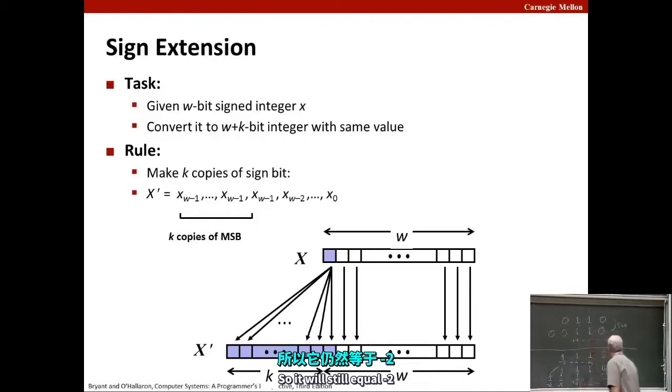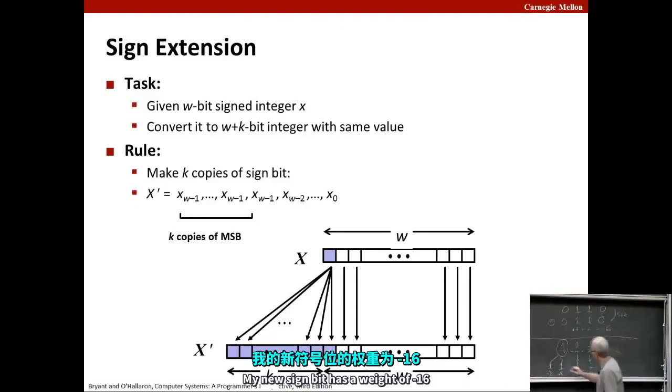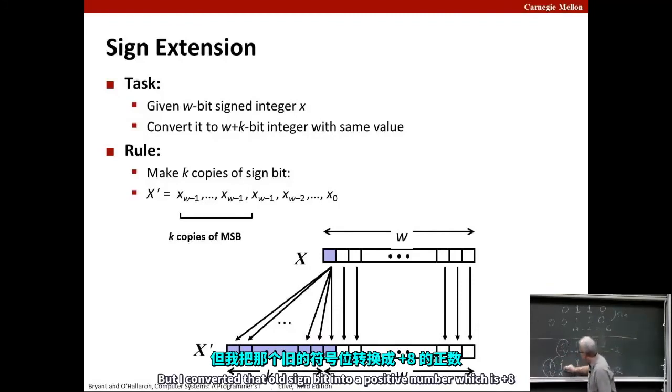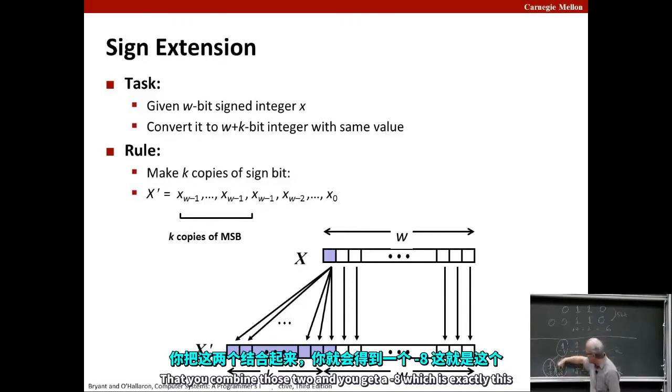And so it will still equal minus 2. So here's what happened. Before, my sign bit had a weight of minus 8, and my new sign bit has a weight of minus 16, but I converted that old sign bit into a positive number, which is plus 8, and those two canceled out. You combine those two and you get minus 8, which is exactly this.